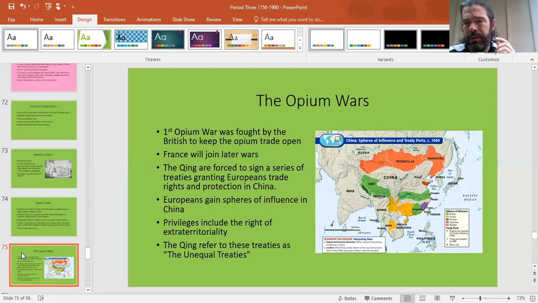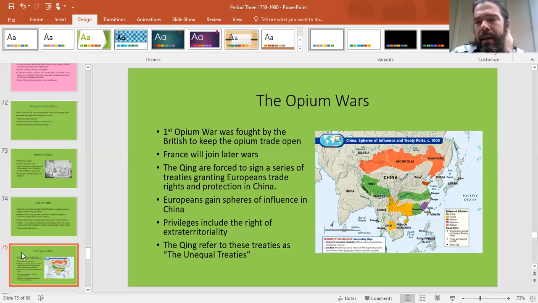That's a fancy word, which just means that if you're British and you're in China, and you're in the sphere of influence the British control, you can do whatever you want and the Chinese can't prosecute you. Theoretically, you can do something as awful as murder somebody. So this is how, in name, you're free, but in actuality, your economy is being controlled by outsiders through spheres of influence that come out of these unequal treaties.